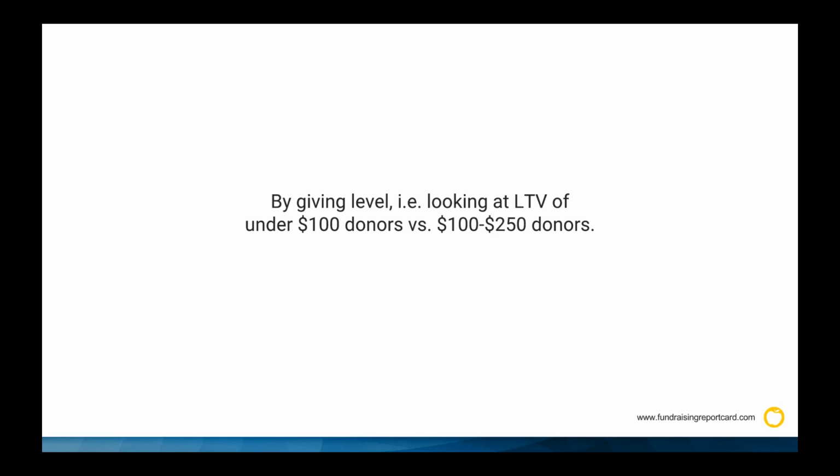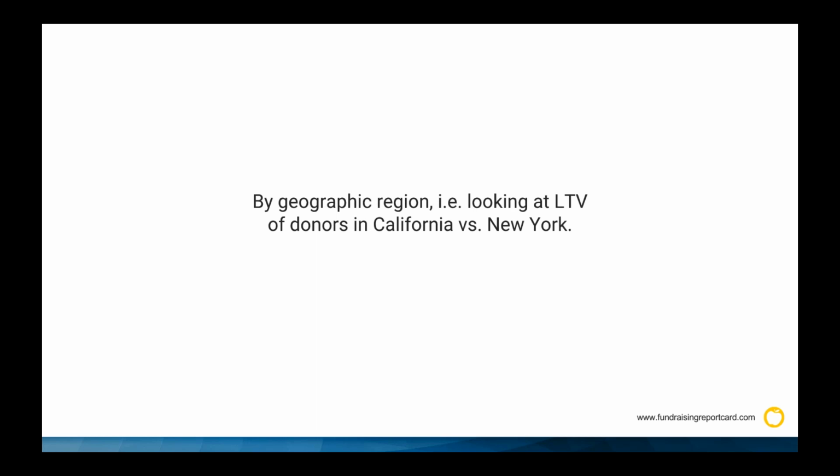Interesting, right? We could look by geographic region. We could say, well, giving level is interesting, but what about donors in California versus New York? Do donors in California have a greater lifetime value than donors in New York? That'd be neat to look at, wouldn't it?